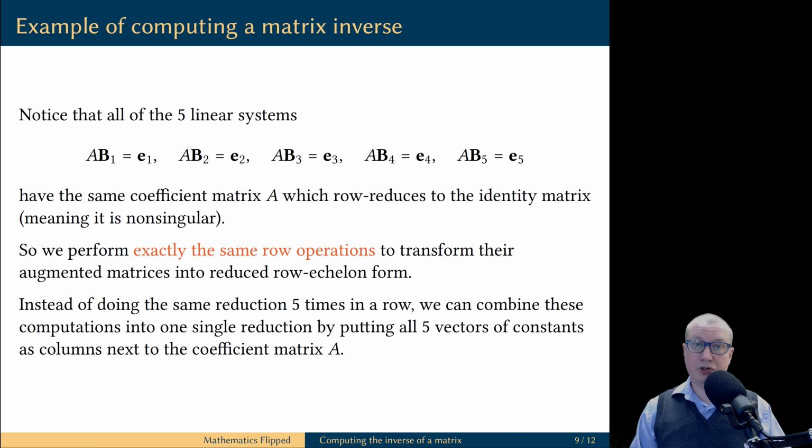This gives us the following genius idea. Why do we have to do the same reduction 5 times over? We can do the same thing in one single sweep. Because the reduction happens only on the level of the coefficient matrix A, and during this reduction all we have to do to the vector of constants is just to keep track of the changes to that vector as a result of reducing the coefficient matrix, then we might as well reduce the coefficient matrix and at the same time simultaneously keep track of changes on all 5 column vectors that correspond to the vectors of constants.